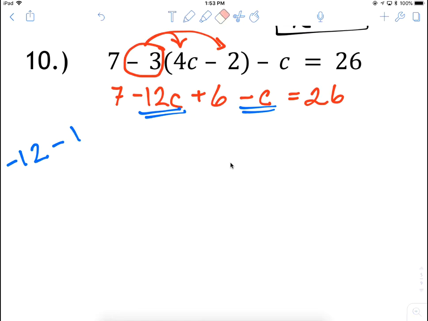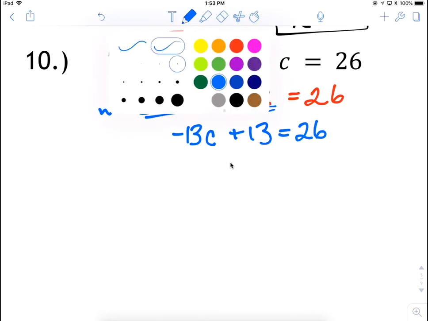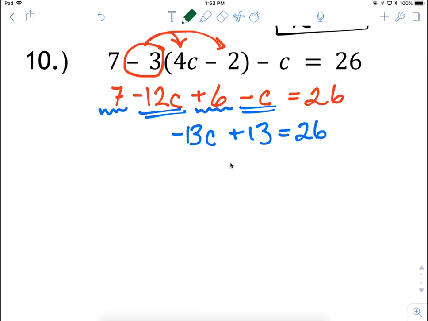If you type that in your calculator, you're going to get -13 c's. Well, I also have some constants. I have 7 and plus 6 more. Don't use the 26. He stays away right now. But 7 plus 6 is going to make a +13. We're going to bring down our 26 that we haven't used yet, and we are ready to start solving.